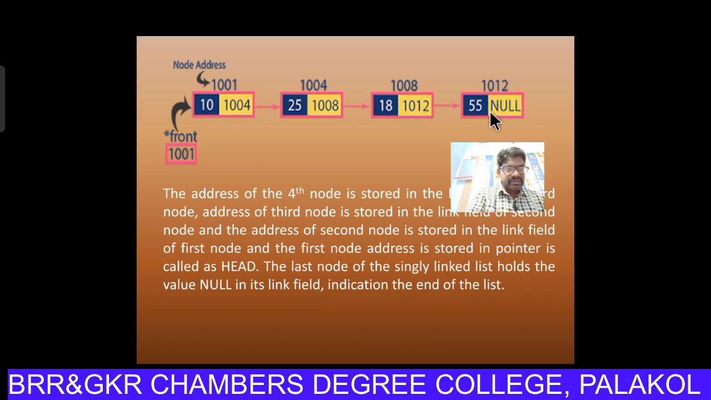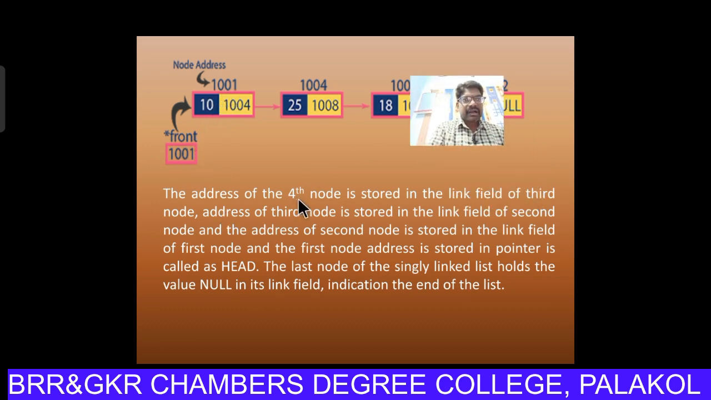The last node's address field must contain a null value. This is the single linked list representation. This is the front or head part, which contains the first node's address. This is the head part or front part, which holds the first node address here.